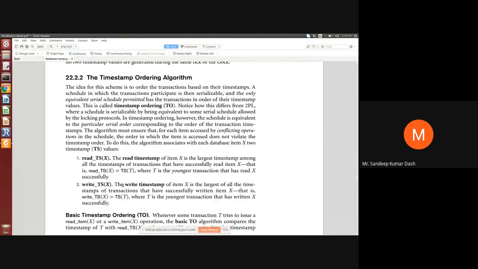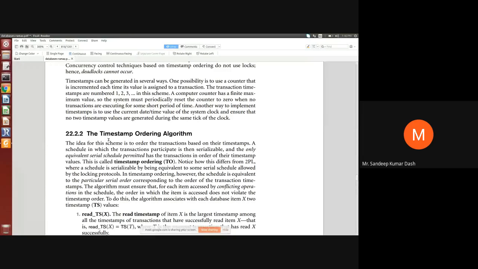Okay. There is something for the timestamp ordering algorithm. Timestamp ordering algorithm means based on timestamp value, you can also order the processes, or sorry, the transactions, so that they are performed in a deadlock free manner. They are executed in a deadlock free manner. So the concurrency control can also be realized through this timestamp ordering algorithm.